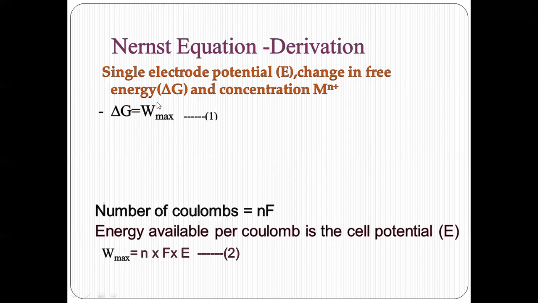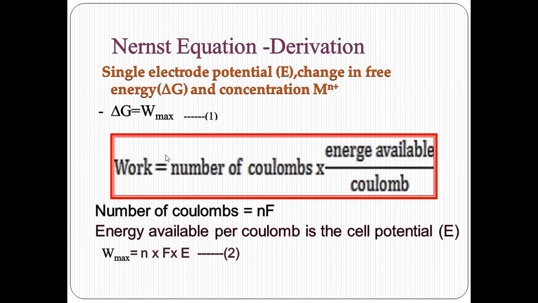the maximum amount of work that can be obtained from a chemical reaction. This maximum amount of work is equal to the number of coulombs times the energy available per coulomb. The number of coulombs is equal to nF, where n is the number of electrons and F is the Faraday constant. Energy available per coulomb is the cell potential, denoted by capital E.